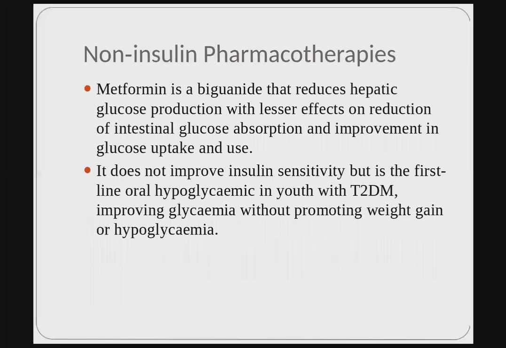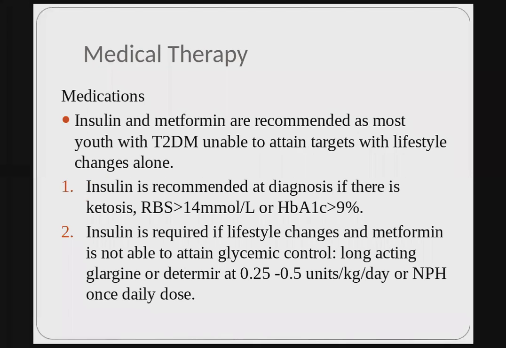So for medical therapy, insulin and metformin are recommended, as most youths with type 2 diabetes mellitus are unable to attain targets with lifestyle changes alone. One, insulin is recommended at diagnosis if there is ketosis and if the random blood sugar is greater than 14 millimole per liter or the HbA1c is greater than 9%. Insulin is also required if lifestyle changes and metformin are not able to attain glycemic control. So one may use long-acting glargine or detemir at 0.25 to 0.5 units per kg per day, or NPH once daily dose.